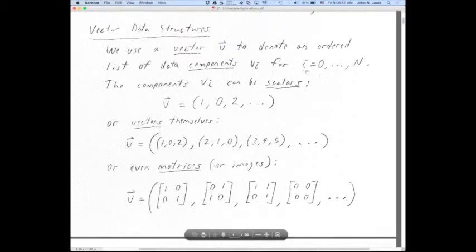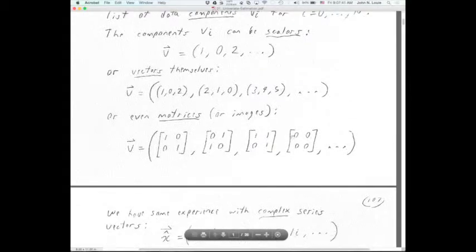And I, of course, coming from the C world, I'm going to start I at 0, and it's going to go through some finite maximum big N. And of course I is an integer. It's pretty simple. Very often, our components V sub I are each going to be scalars. So we could write out the whole vector as this ordered list here, and that's what the parentheses suggest. So the vector V is equal to the ordered list 1, and then the next element is 0, the next element is 2, for instance, and then that's an ellipsis, 3 dots, which means it can go on and on.